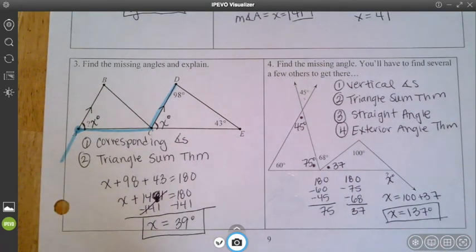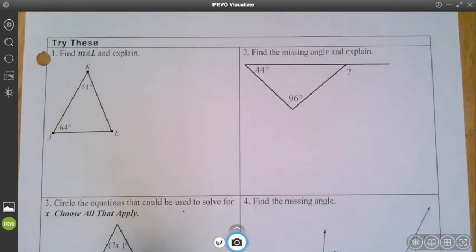Okay, the last page has some try this problems. So try these 4 problems and we'll go over them during our next synchronous class.